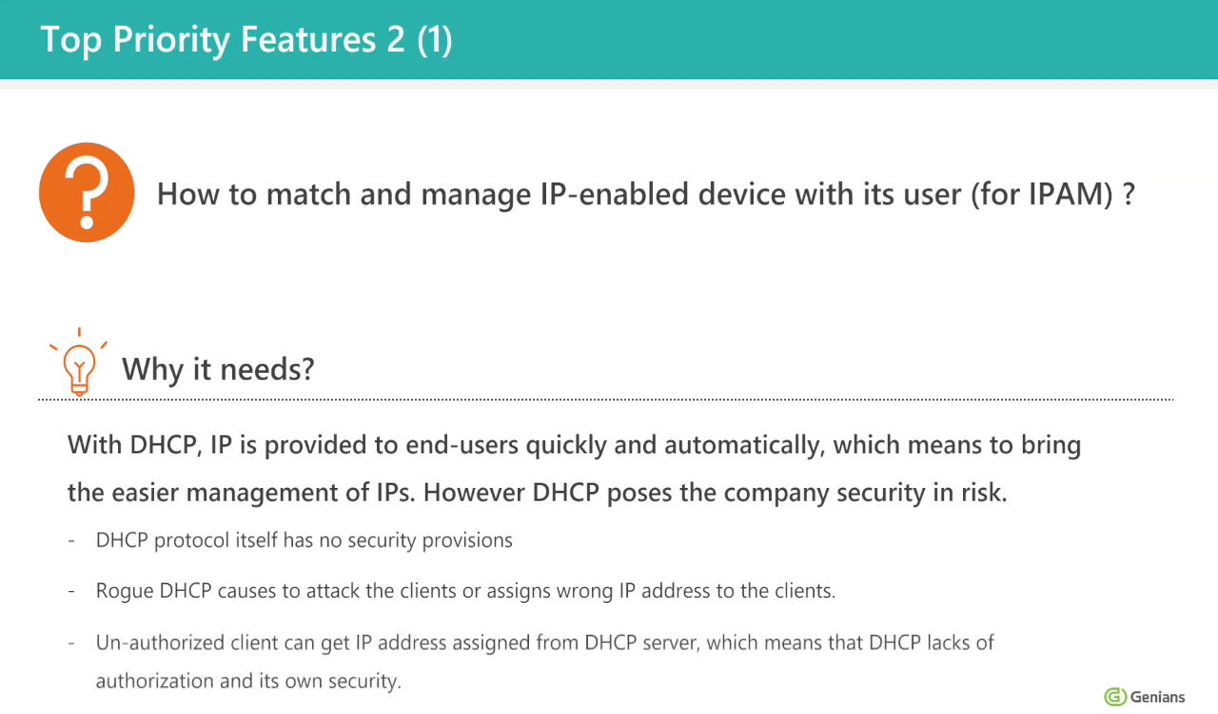Third, unauthorized devices may get an IP address assigned from the DHCP because DHCP lacks authorization and its own security provision.